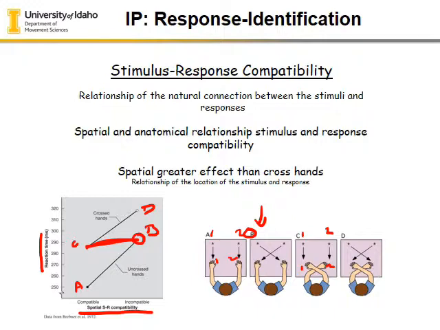So the idea is that we have this spatial component which is greater than whether or not we have the response of our cross. So we see things on our left and right and are able to respond much more rapidly than if we go ahead and change our anatomical response, which is crossing our hands to the process.